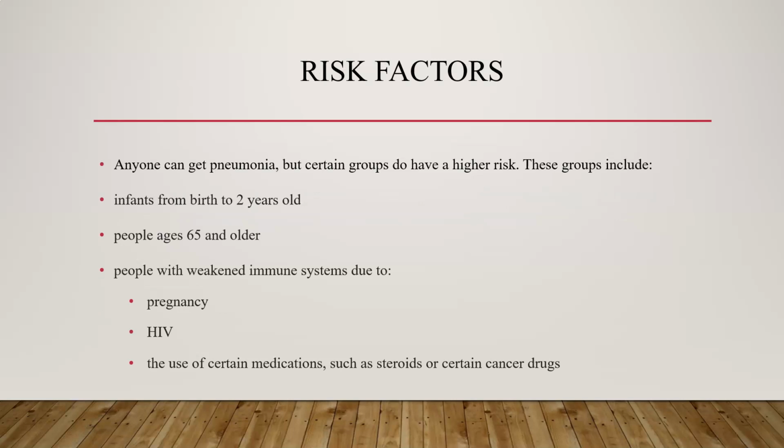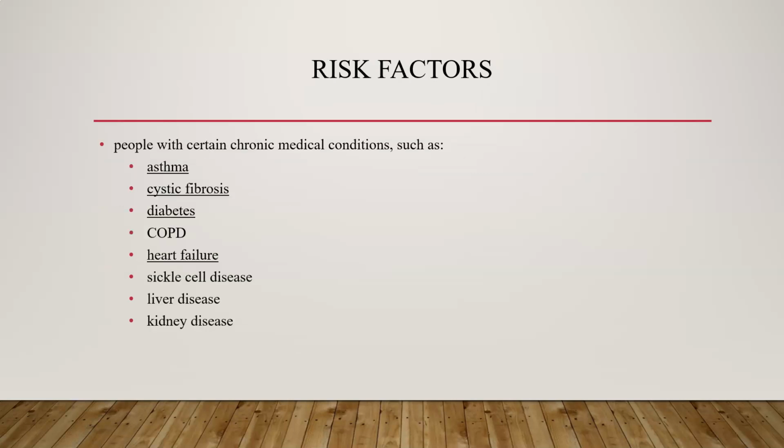I have listed a few risk factors which are very important for a nurse to know. Anyone can get pneumonia, but certain groups do have a higher risk, which include infants from birth to 2 years old, people aged 65 and older, and people with weakened immune systems due to pregnancy, HIV, or the use of certain medications such as steroids or certain cancer drugs. Also, people with certain chronic medical conditions such as asthma, cystic fibrosis, diabetes, COPD, heart failure, sickle cell disease, liver disease, and kidney disease.